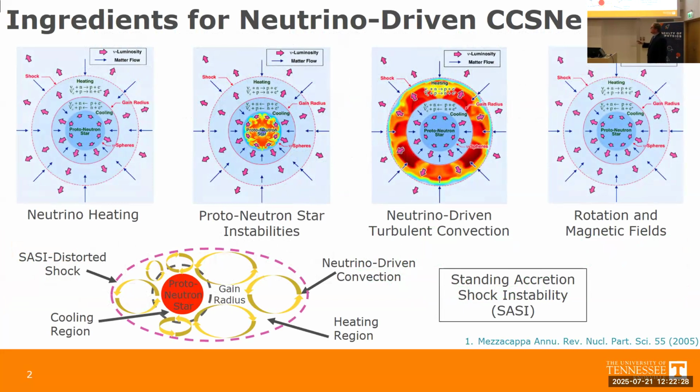I'm going to focus on, where's my laser? Okay. I see it on the screen, but not here.